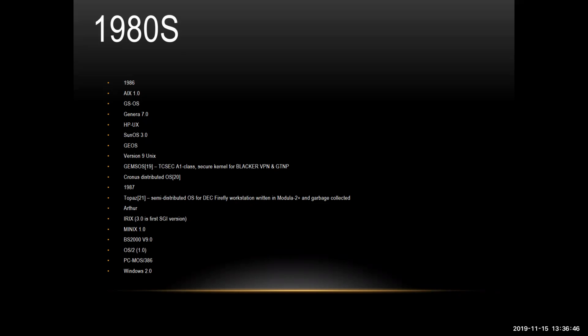And then lastly, Windows 2.0 was also released during 1987. It is a 16-bit Microsoft Windows GUI-based operating environment that was released on December 9, 1987, and it is the successor to Windows 1.0.